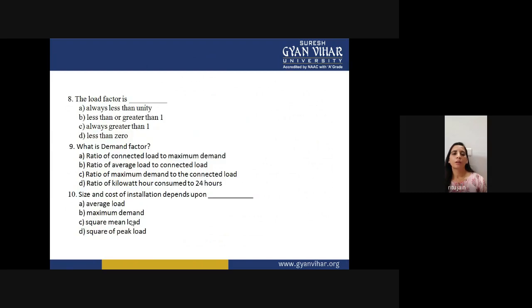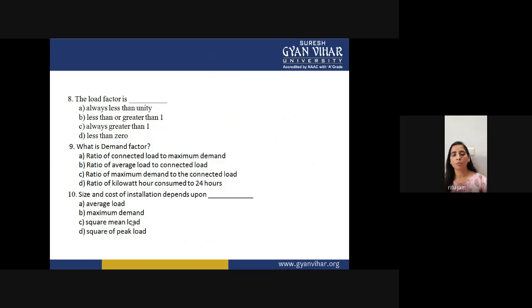Now the load factor, we have already done, the load factor is equal to average load divided by maximum demand, and average load is always less than your maximum demand. So load factor is always less than 1. The options are always less than unity, less than or greater than unity, always greater than 1, and less than 0. So this will always be less than 1. So A is the right answer for this question.